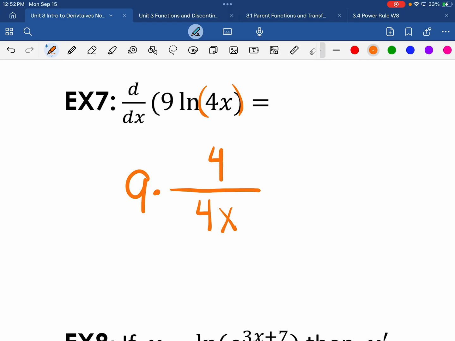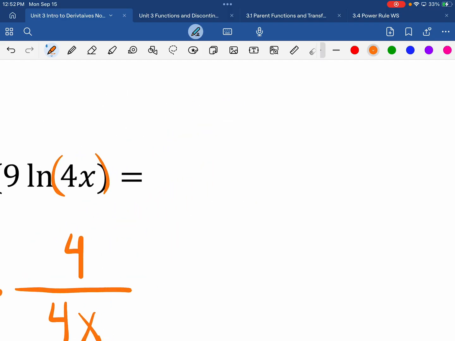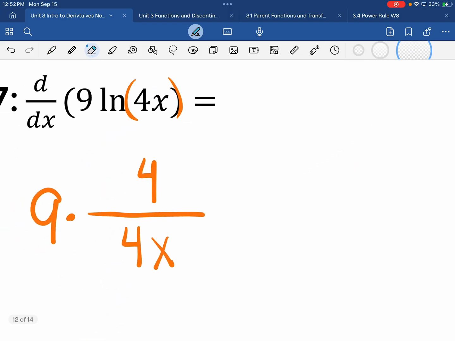Hold on, if it's just a plain old x, yes, like if it was 5x, the derivative would be 5. 7x, the derivative would be 7. But if you're talking about like 2x squared, the derivative would be 4x, because 2 times 2 is... Is that the power rule? Yes. So it ends up being 9 over x? I had a misconception of derivative.